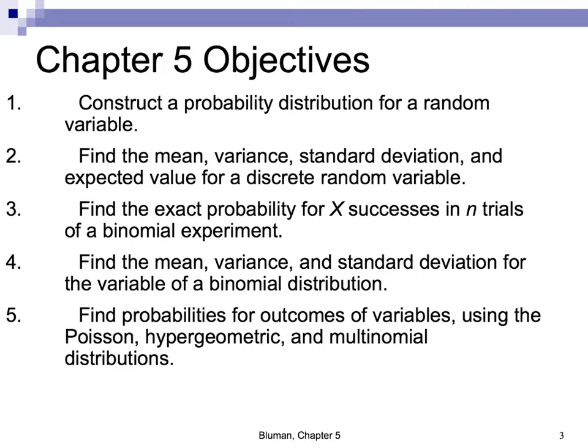We're going to construct a probability distribution. We're going to find the mean, variance, and standard deviation, and find the expected probability. Then we're going to do that for a binomial. And then lastly, we're going to do that for the 3 different ones that I just talked about: the Poisson, hypergeometric, and multinomial. We've actually already done this hypergeometric one, so we just didn't call it that before, but we did do it.